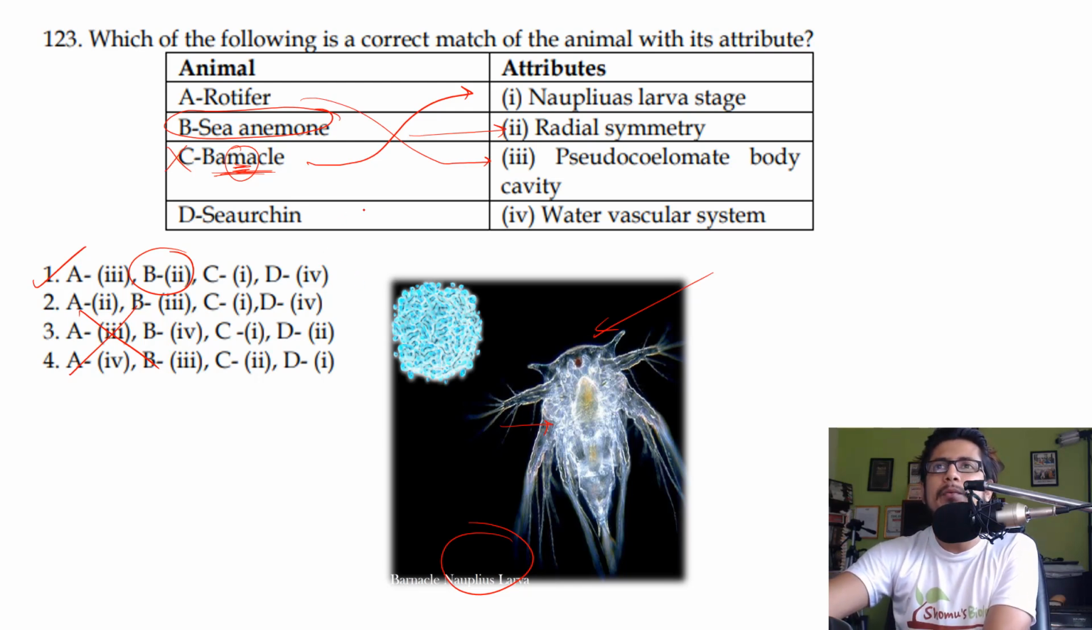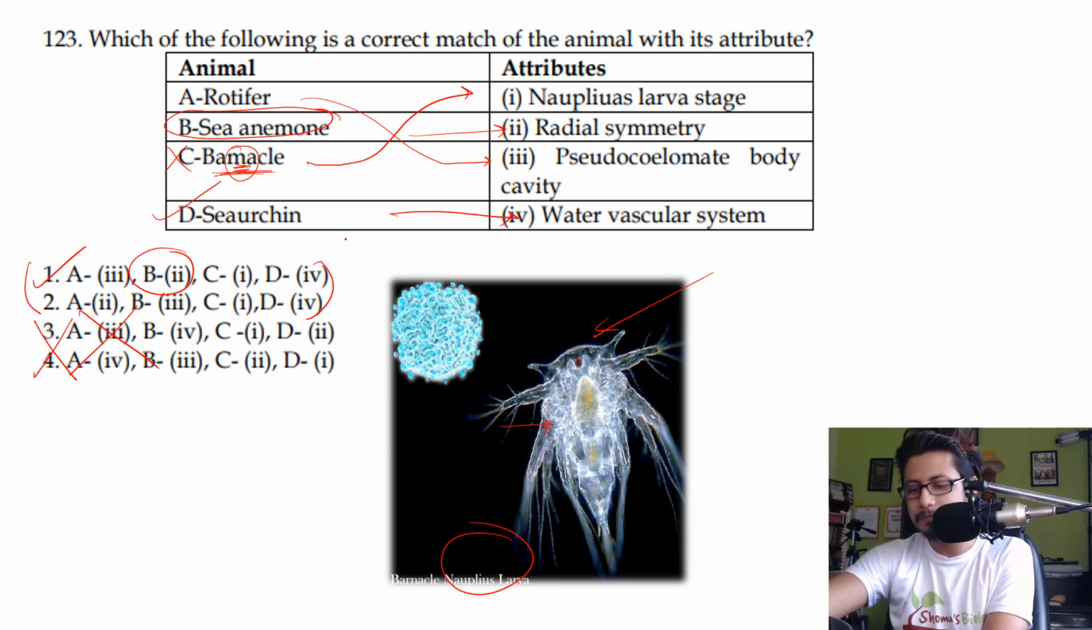Sea urchin with 4, that is the water vascular system. This is another thing that I knew, sea anemone with radial symmetry and sea urchin with water vascular system. If you know that D is with 4, you can still eliminate 3 and 4, and you will be in a tie between 1 and 2. But knowing sea anemone with radial symmetry gets me very close to answering the question.